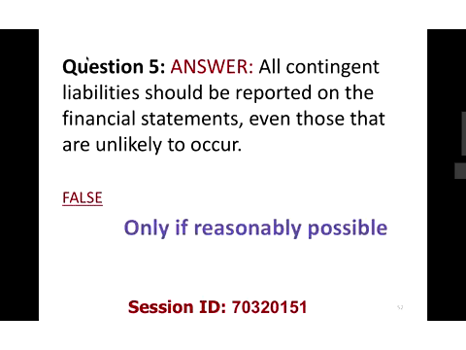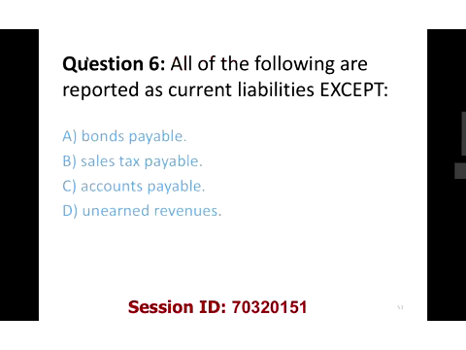I think I have 1 or 2 more, and then we'll go on. Okay. All of the following are reported as current liabilities except. Okay. All the following are current liabilities except. Okay, and to answer this question, all you have to do is go to the first page of the handout, the very top slide, and identify which item is not on there.